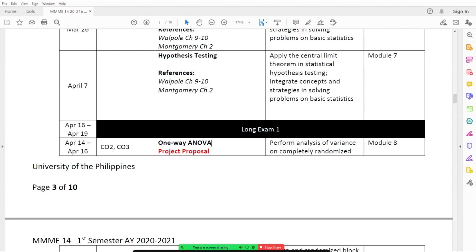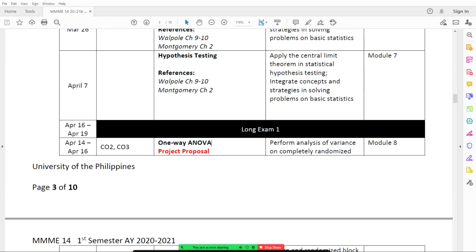Tapos etong time restraint ng exam, it's a 3-day exam, no? So it's from April 16 to April 19. So it's a take-home exam. Okay? Nasagot ba yung tanong? Meron ba akong hindi nasagot na tanong?